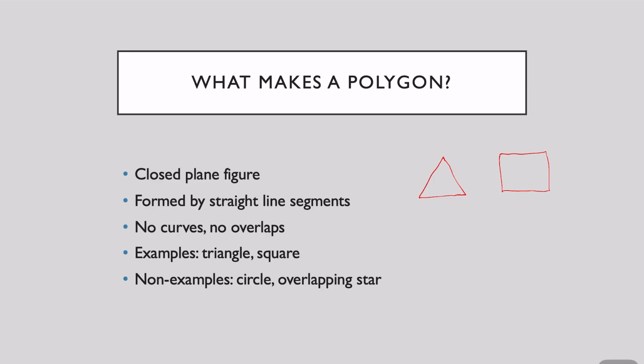Okay? So what is not an example of a polygon? Circle, because it has no straight line segments. Or an overlapping star. Or we draw the star like that, no? So there are intersecting lines, there are overlaps between lines, so we cannot call it a polygon. Okay? So let's go back to a polygon.